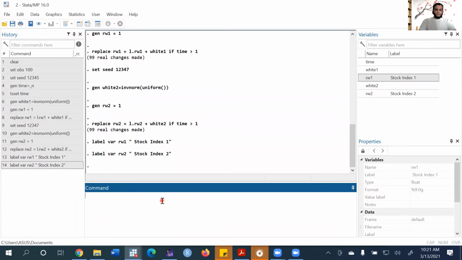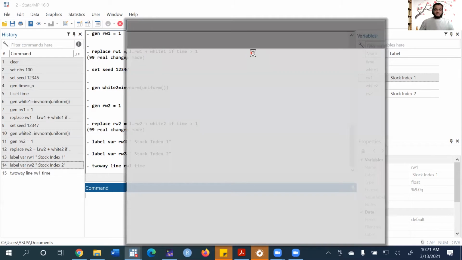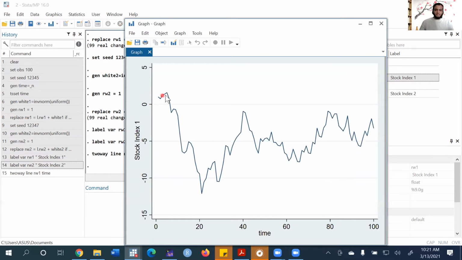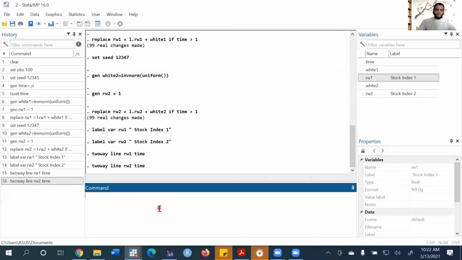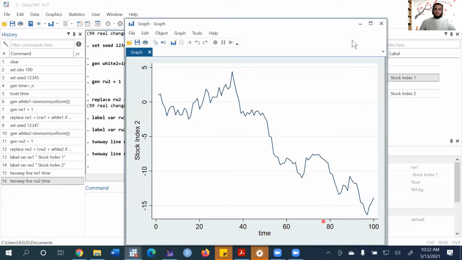So let us check the graphical presentation of these two time series variables. We can plot the graph as a two-way line for RW1 with respect to time. This is the visual inspection. What we can see, the trend, the movement is not going towards a specific value. So this is how we can say this is a non-stationary time series. Similarly, we can check stock index 2, and we can see this is another non-stationary series.